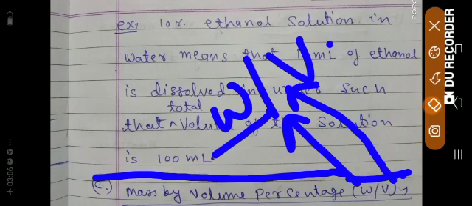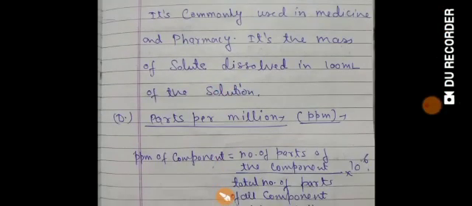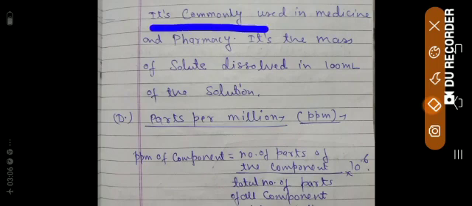So this is the meaning of W by V: the volume of solvent will be taken, and the weight of solute will be taken. So come to the next page. It is commonly used in medicine and pharmacy.